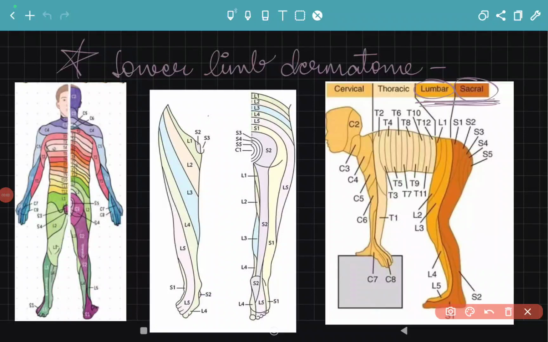Physiowebseries Neurological Anatomy Season 1. Let's begin with Series 4. In this series, we will study the lower limb dermatomes. We will look one by one over the lower limb dermatomes.